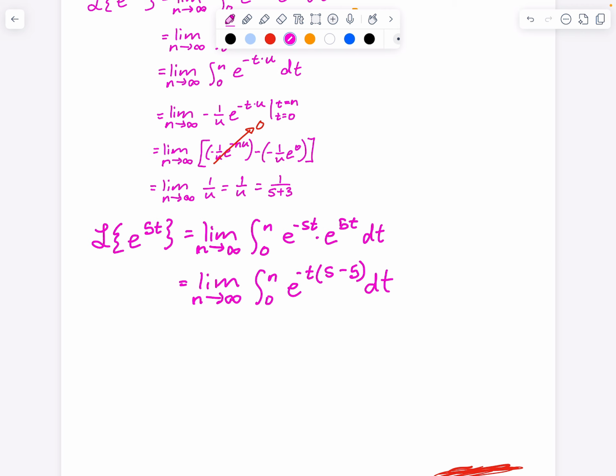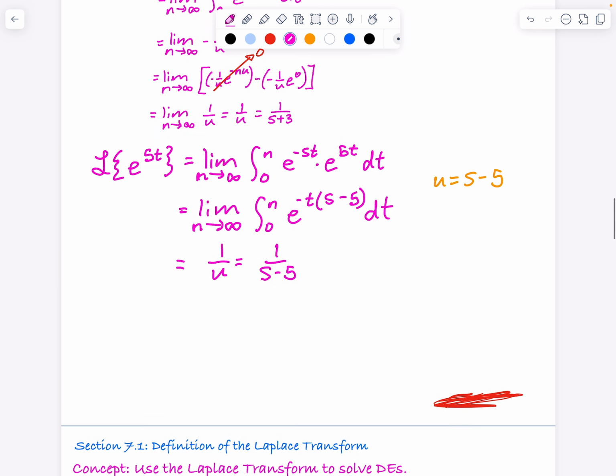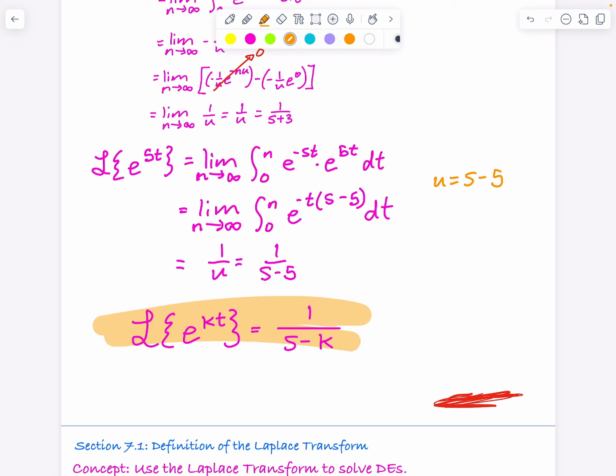Okay, so now that matches our definition. This is where in the last problem we just did a u. And this is going to change into the exact same problem, which means I'm going to get a 1 over u in the end. All right, but that means it's 1 over s minus 5. Pause the video if you want to take a guess at the rule and write it down. If not, I'm going to go ahead and give that to you here. The Laplace transform of e to the kt is equal to 1 over s minus k. That's why we got that change. So there's our rule for e functions.